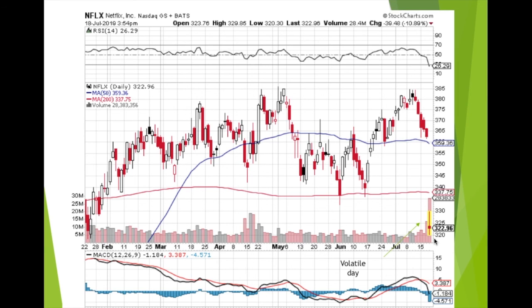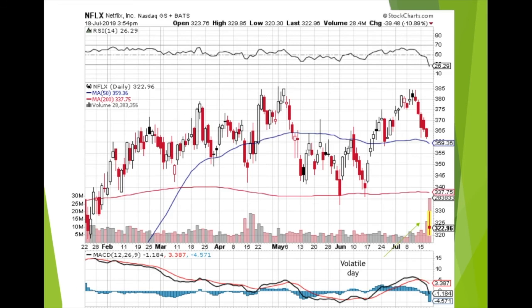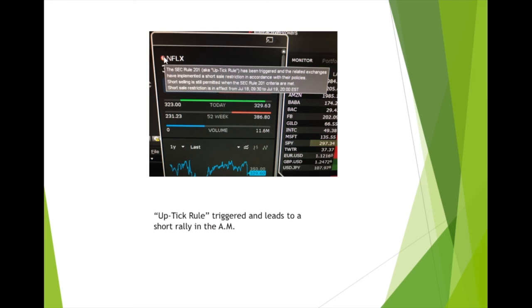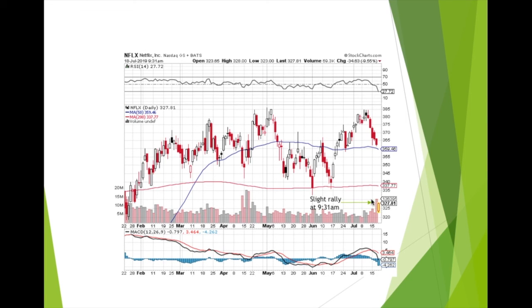What would I do? Here's what I would do. I usually try to get out on a gap down between 9:35 and 10 a.m. The reason I say 9:35 is that stocks are very volatile between 9:30 and 9:35, especially if earnings were announced. I used to sell exactly at 9:30 and I'd get the low of the day. What used to happen to me when I first started out is I would sell right away here at 323, and then the uptick rule would get triggered, and all of a sudden we're at 327.